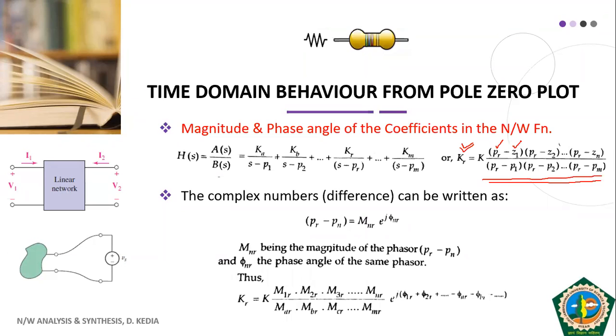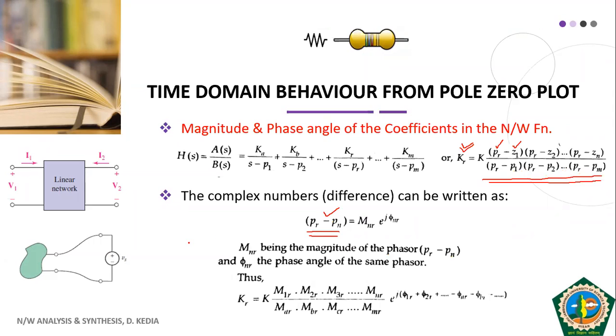So that way, complex numbers is a generalized representation. What we have here is the difference of complex numbers, two complex numbers in every expression, in every term. So the difference of two complex numbers is also a complex number. So we can say that this pr minus pn, some term in the denominator, will be a complex number.